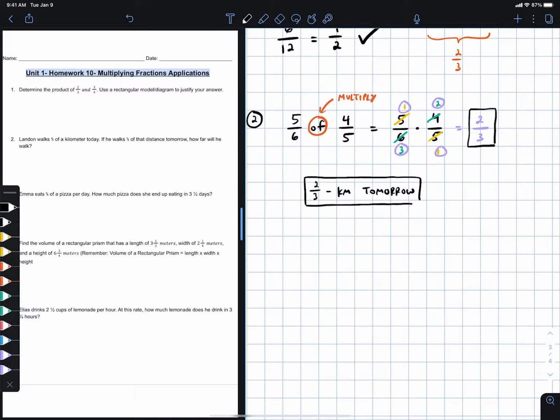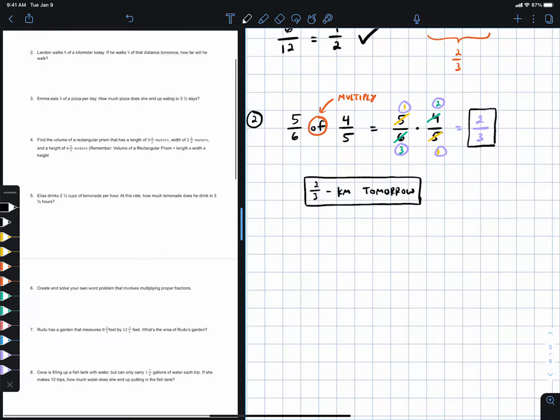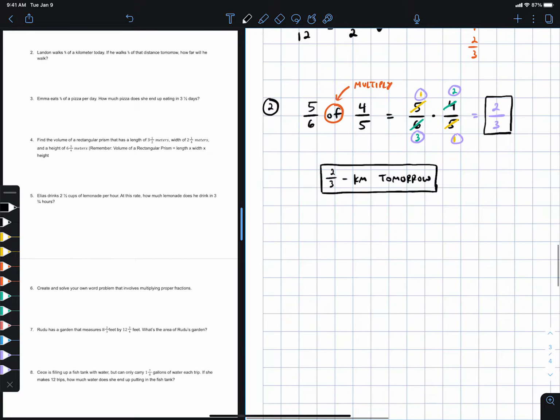Okay, so that would be number 2. Just keep in mind the word "of" means multiply, so hopefully that makes a little bit more sense. Moving on to number 3.